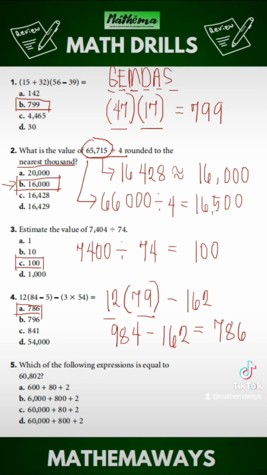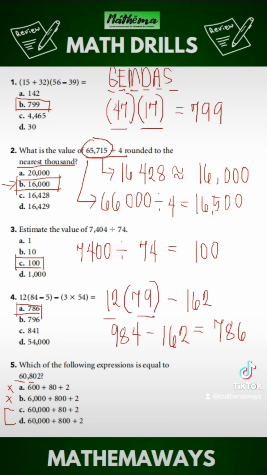Next, which of the following expressions is equal to 60,802? As you can see on the choices that we have here, those are expanded forms. First thing is to know the value of 6 in our given whole number. That 6 stands for 60,000. So it's either C or D, since A is 600 and letter B is 6,000, which are not connected with 60,802.